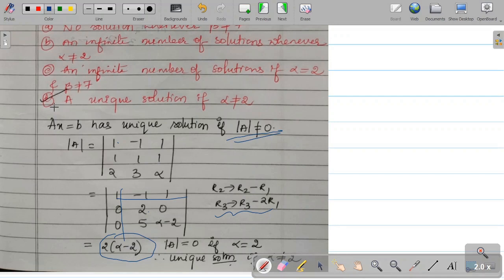Therefore, the fourth option you check: A has a unique solution if alpha is not equal to 2. Because if determinant of A is not equal to 0, then it has a unique solution. Now determinant of A equal to 0 if alpha equal to 2. So unique solution if alpha is not equal to 2.